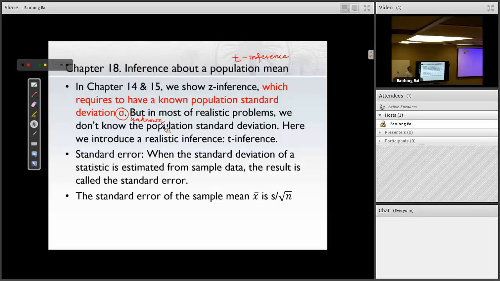Then what do I do? So here's what we do. We create a similar statistic so that we can bypass knowing standard deviation sigma and then do the similar inferences like what we did before. Okay? So we introduce the concept of T inference.